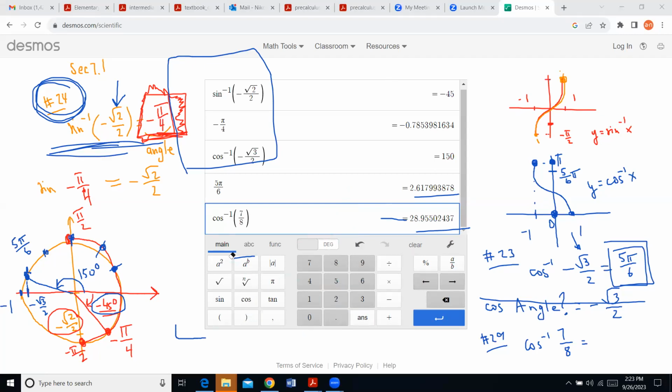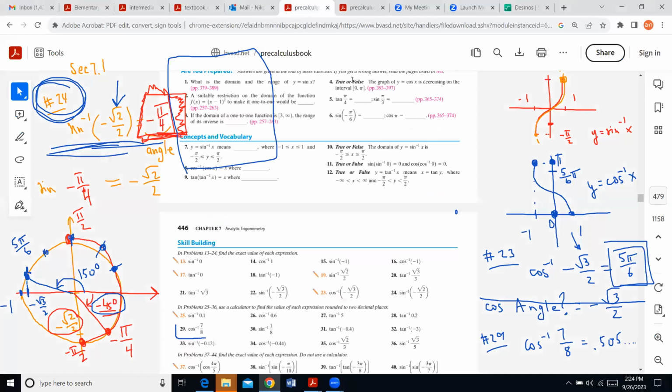So what does it tell us? You see that? 28 degrees. It's really something that is not very common. Plus, we usually want to put the answers in terms of radians. So you just put the answer 0.505 dot dot dot. So that'd be the result. So again, most problems, I guess, are to be done using a calculator anyways. So let's see what else is here.